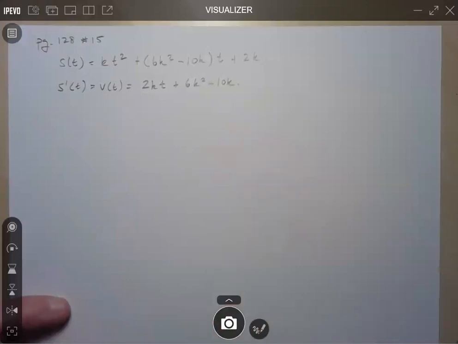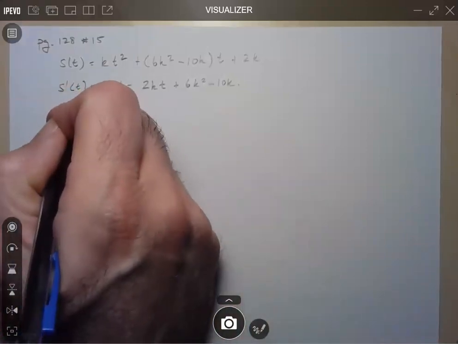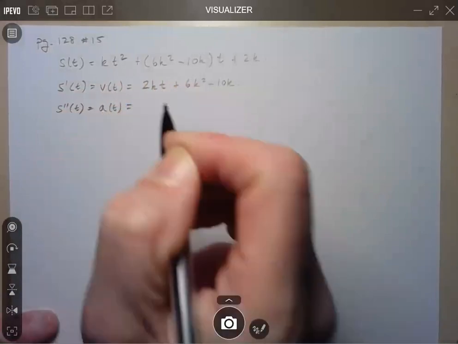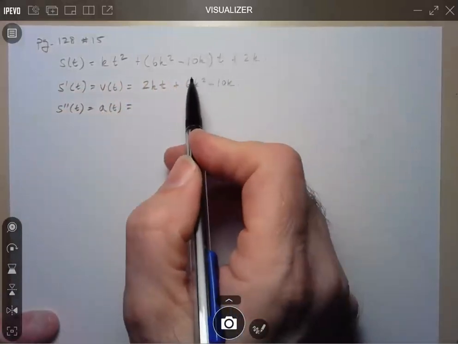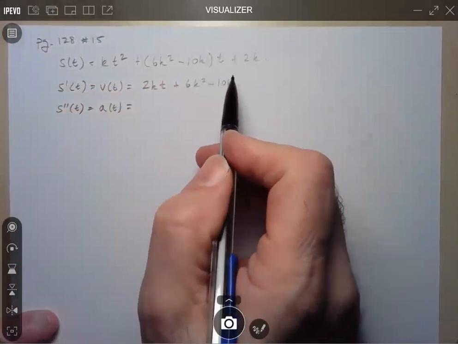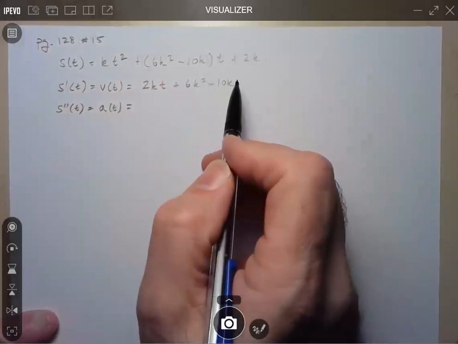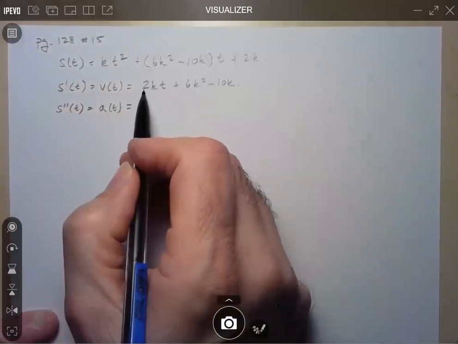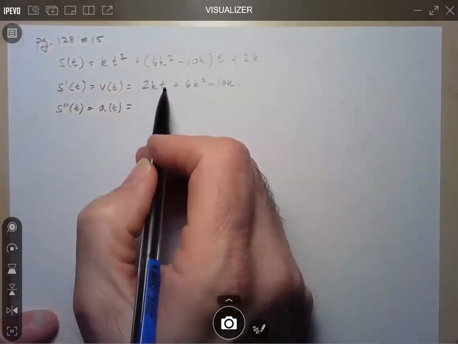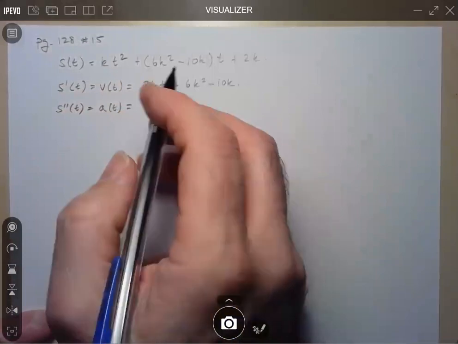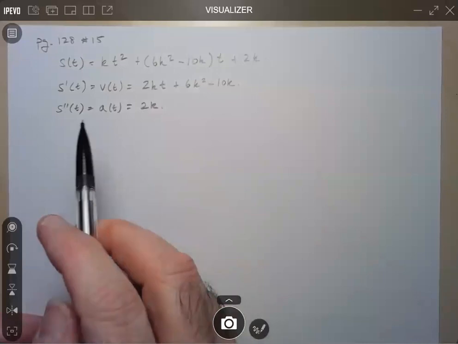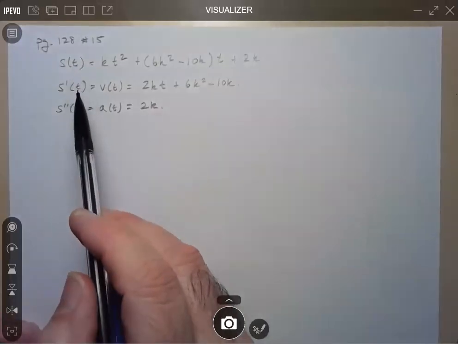Now the first question is actually about the acceleration. The acceleration is going to be the second derivative of the position function. Here, all this addition and subtraction are just constants, so they're all going to disappear. The only term that remains is this one here, and again, 2k is a constant times the derivative of t, which is 1. So just 2k.